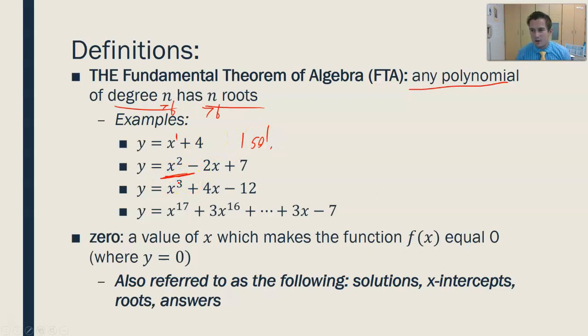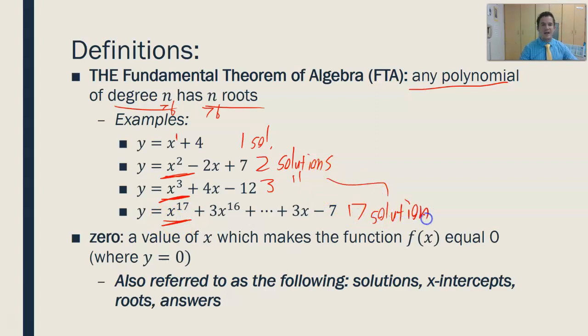function where the largest exponent is x squared, this 2, that means I'm going to have 2 solutions. A polynomial of degree 3 is going to have 3 solutions. A polynomial of degree 17 is going to have 17 solutions. So again, any polynomial of degree n has n roots. Whatever the degree of the polynomial is, that's the same number of roots it is going to have.